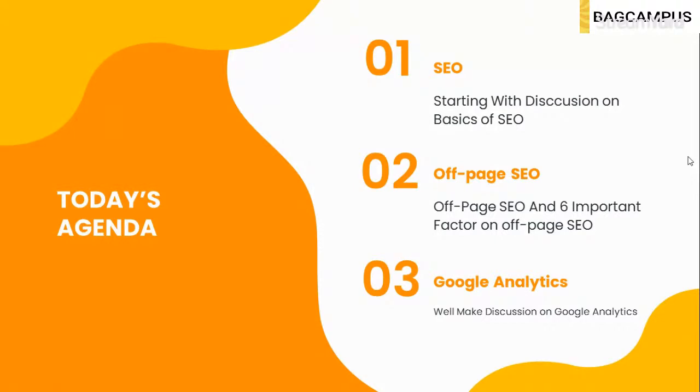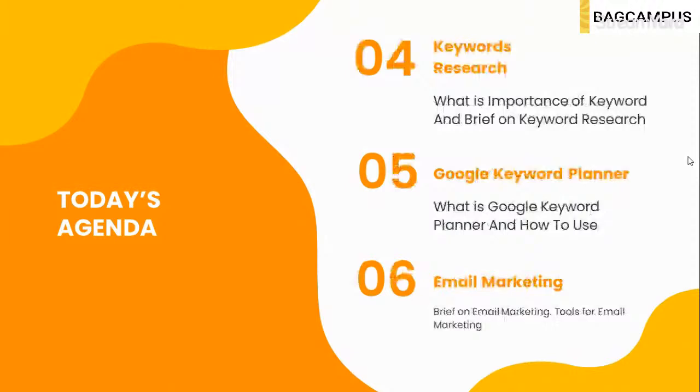Later we move on to Google Analytics, and we will have a discussion on Google Analytics. Then we will move to what keyword research is, why keyword research is important, and we will go through a brief on keyword researching. Later on, we will go with Google Keyword Planner: what it is and how to use it.